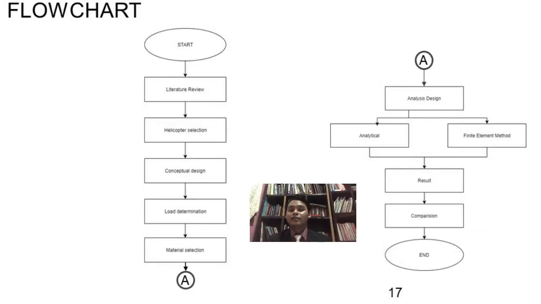Okay, the next is the flow chart of this project. First, we start with doing some literature review, and then select the helicopter, and then do the conceptual design, and then determine the load, and then select the material. After that, we do the analysis design, and then we do the analysis of the design using analytical and finite element method, and then after we get the result, we compare the result.